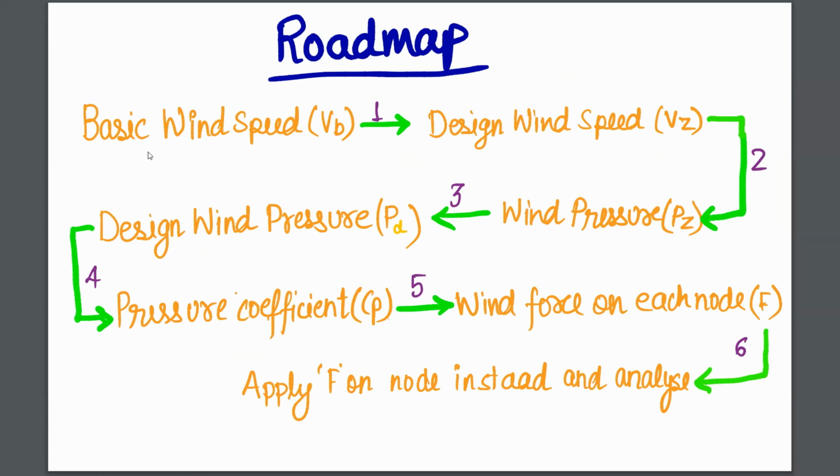So first of all, we have to calculate basic wind speed, that is VB. Then we will get design wind speed Vz, then we will get wind pressure Pz, then we will go for design wind pressure Pd. Then after that we have to calculate pressure coefficient. This is the critical part of the wind load calculation, so please be careful at this point. And then further we have to calculate wind force on each node, that is F. And finally we have to apply this F in Staad Pro by breaking it into X component and Y component. So let us see step by step.